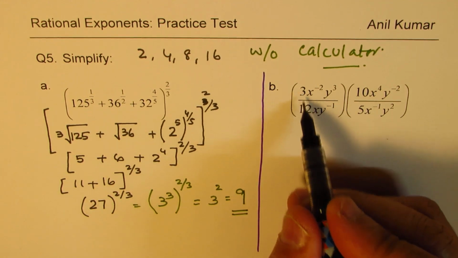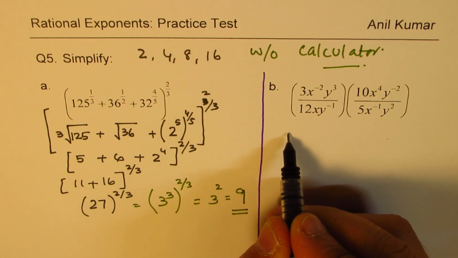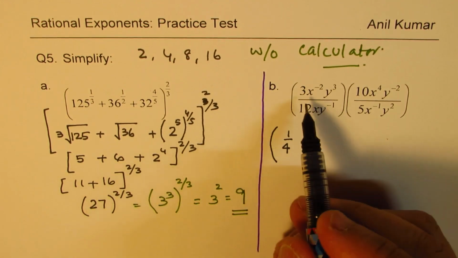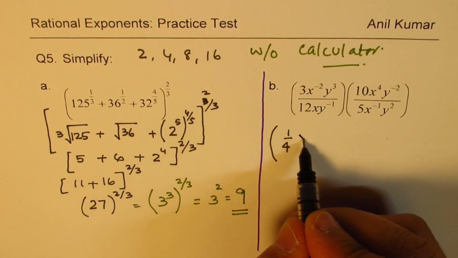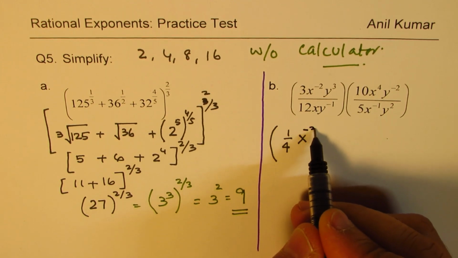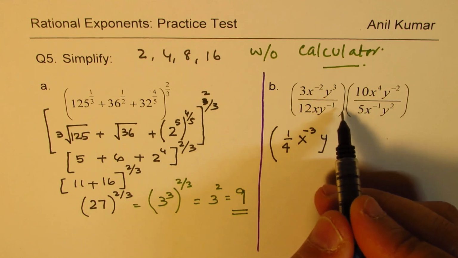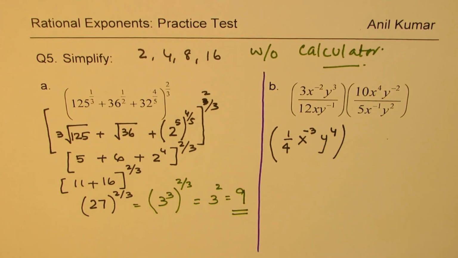So first thing is 3 over 12, which is 1 over 4. That is, we are working with the first term in the bracket. So 3 goes 4 times. X to the power of what? We could write the numerator minus 2, and this is also minus 1. So we could write minus 3. And y to the power of what? 3 minus of minus 1 gives you 4. Correct? So that is what it is.